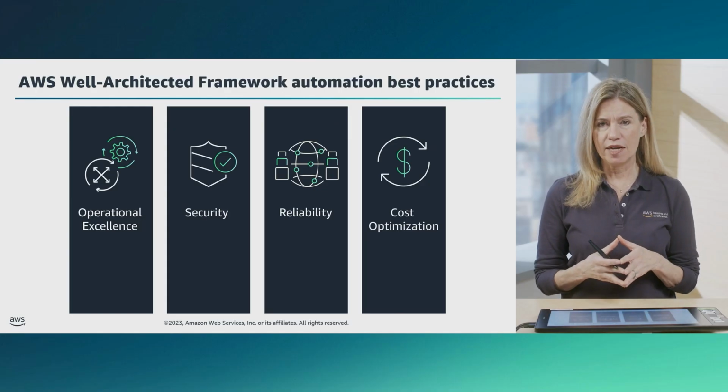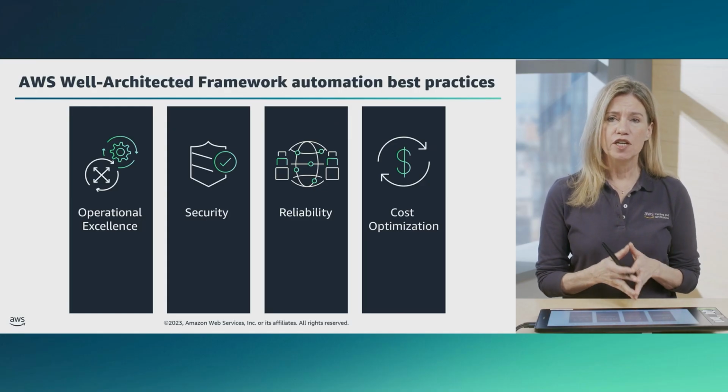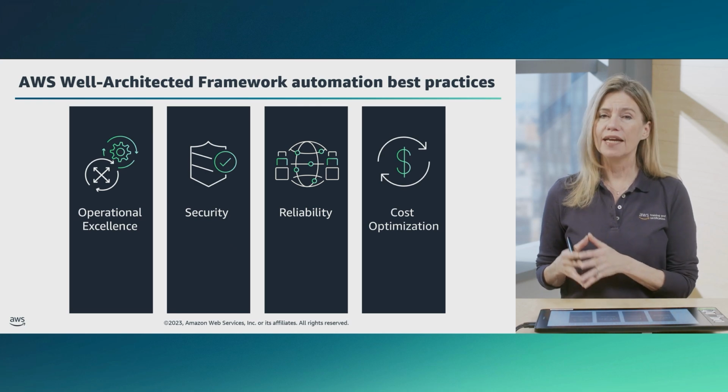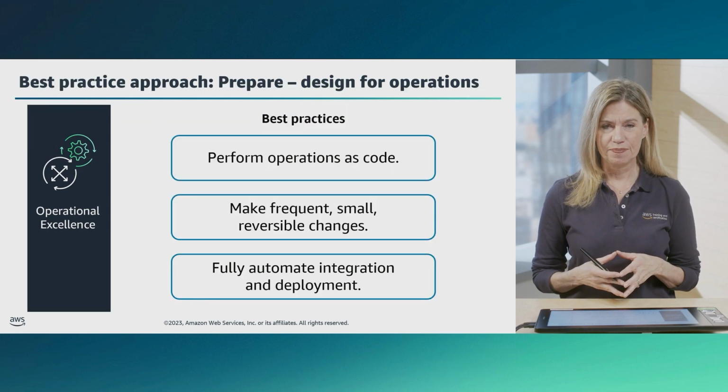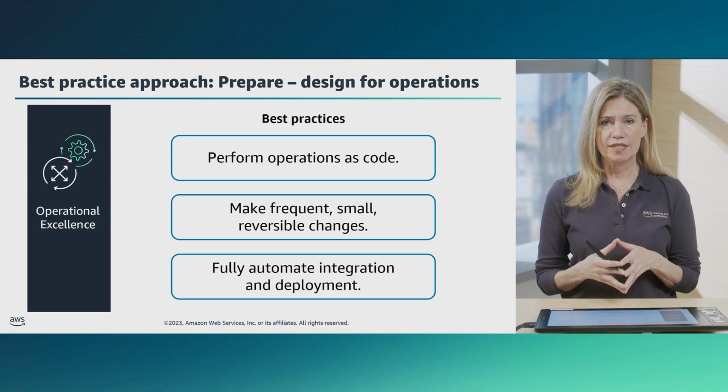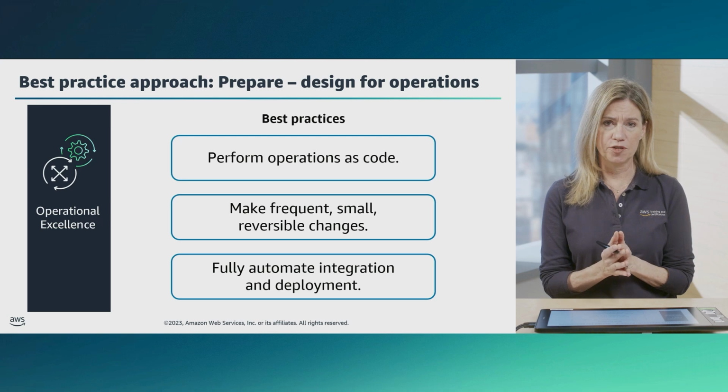This section highlights how to apply the AWS Well-Architected Framework when considering automating your architecture. Let's look at example best practices for the operational excellence, security, reliability, and cost optimization pillars. These three best practices under the operational excellence pillar are particularly relevant to this module.